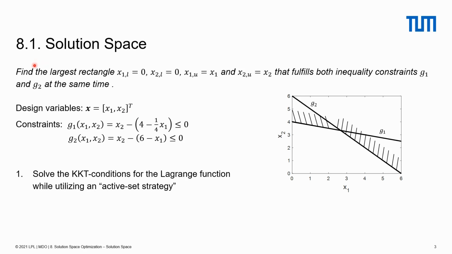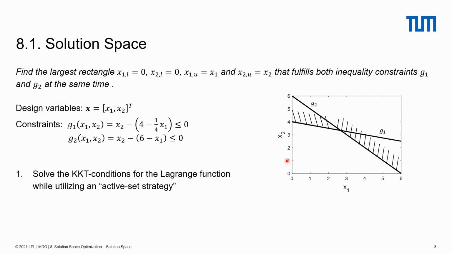Exercise 1, solution space. Find the largest rectangle with x1L equals 0, x2L equals 0, x1U equals x1 and x2U equals x2 that fulfills both inequality constraints G1 and G2 at the same time. The design variables are x equals x1 and x2. The constraints are G1 less equal 0 and G2 less equal 0.